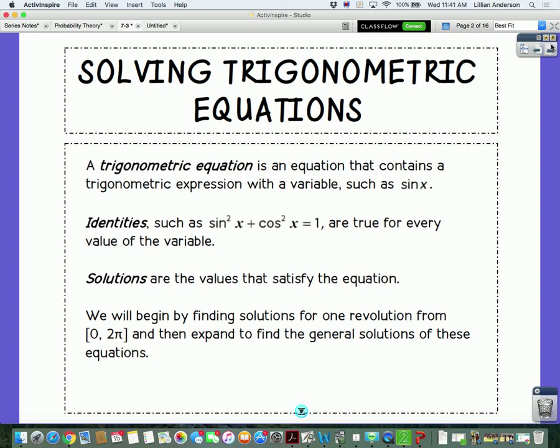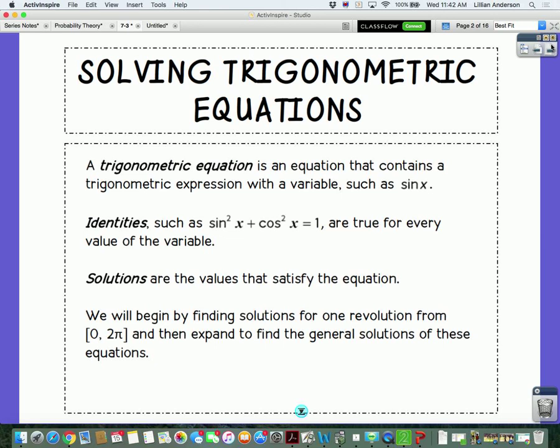Now, identities, we already know, such as sine squared x plus cosine squared x equals 1, are true for every value of the variable. We talked about identities for the last 2 lessons. We even verified them. We proved that the left side could indeed equal the right side. That made an identity. So the solutions are the values that satisfy the equation. These are the ones where you plug in the value and that's what makes the equation true.